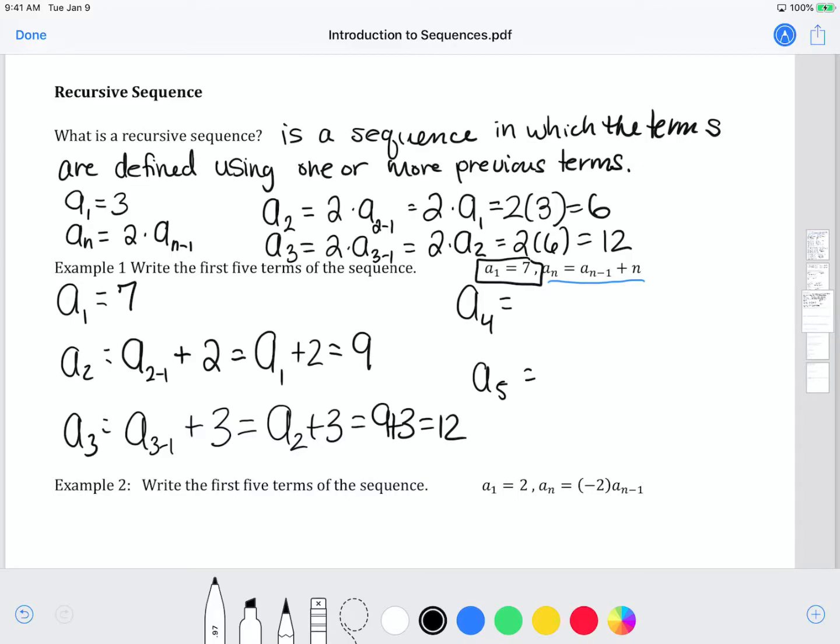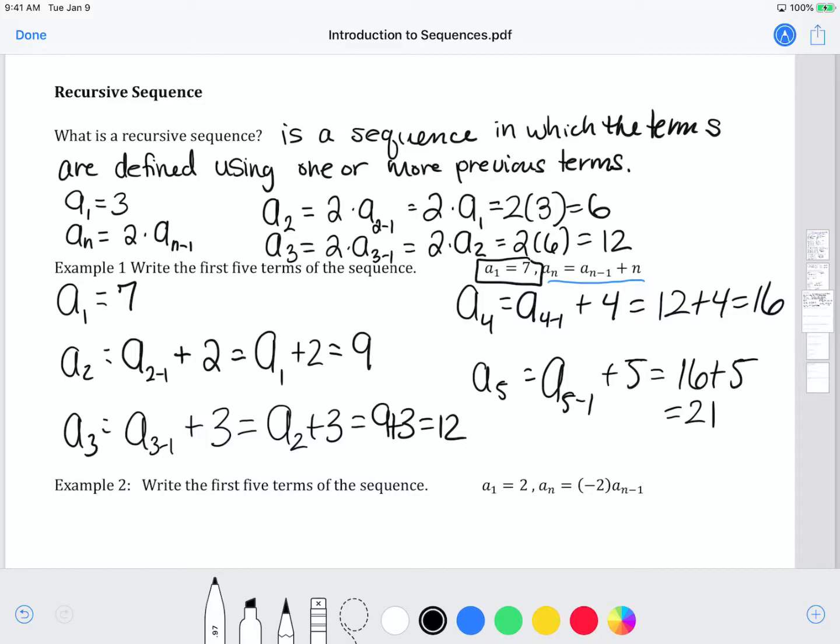For A4, I'm going to plug in 4 for n. So I have A, 4 minus 1 plus 4. 4 minus 1 is 3, and A3 we just found is 12. So I'm going to take 12 plus 4, and I'm going to get 16 for A4. And then for the last term, I'm going to plug in 5 for n. So I have A, 5 minus 1 plus 5. 5 minus 1 is 4, so I'm going to find A4 plus 5. A4 is 16, so 16 plus 5 is going to give me 21.